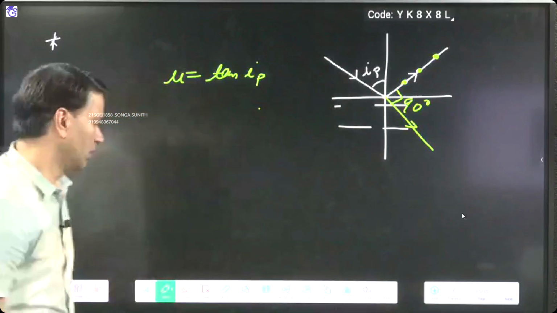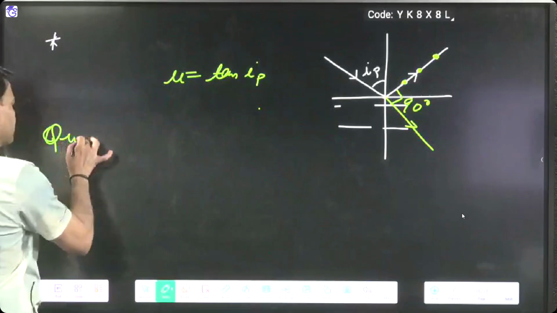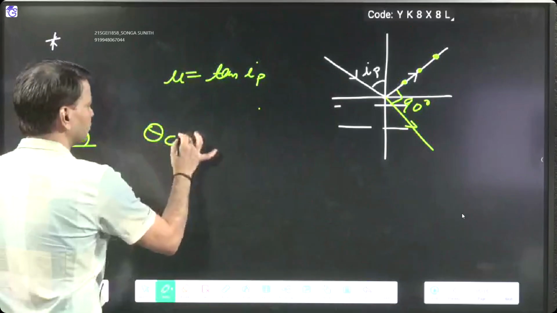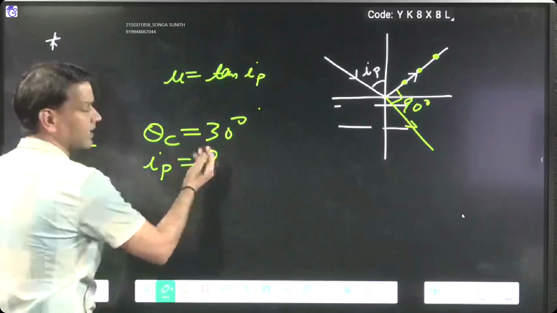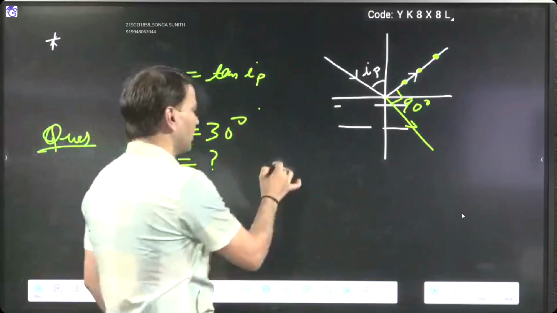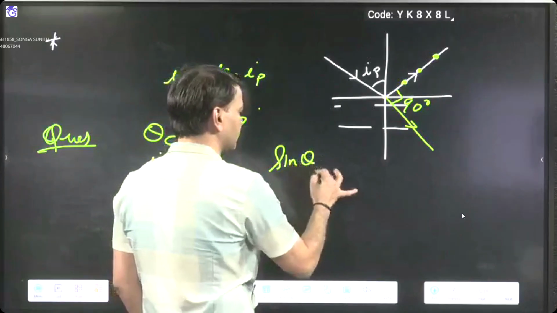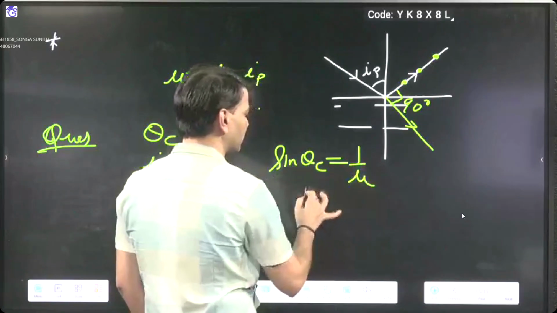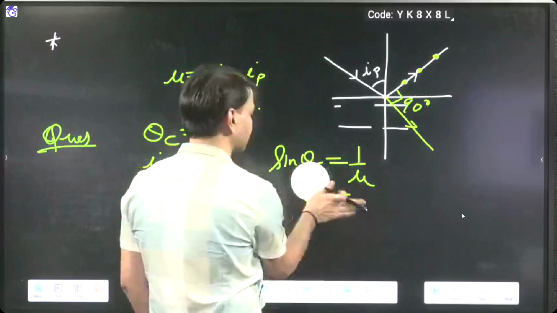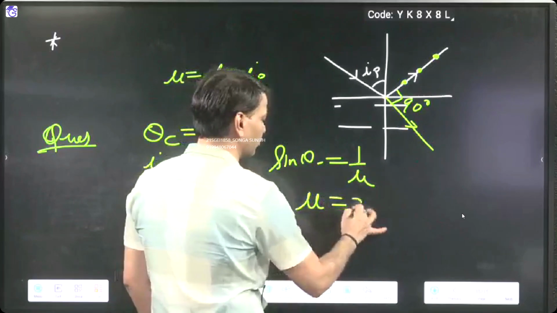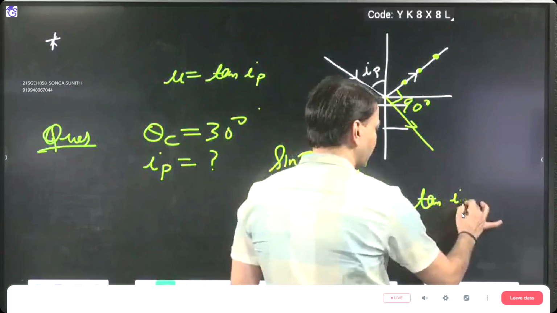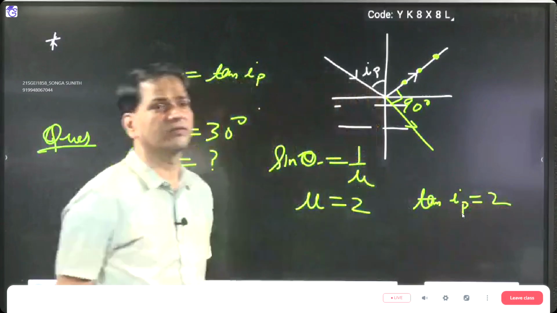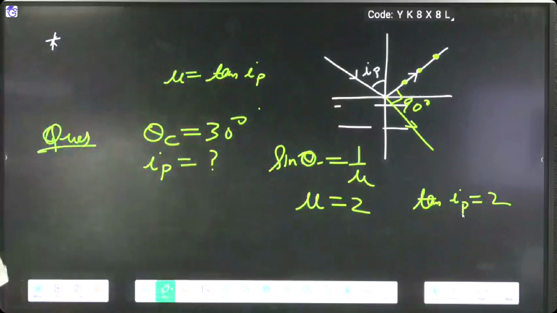If I give the critical angle as 30 degree, what is IP? Find IP. This type of problem, directly we can say sin theta C is equal to 1 by mu. Theta C I gave 30, so mu you got 2. After getting mu as 2, we can say tan IP is equal to mu. Then IP we got is tan inverse 2. Okay. This is the whole wave optics.